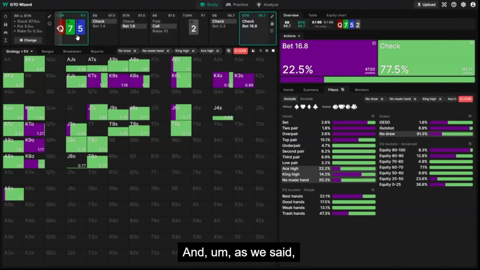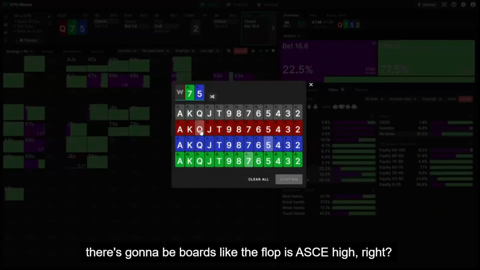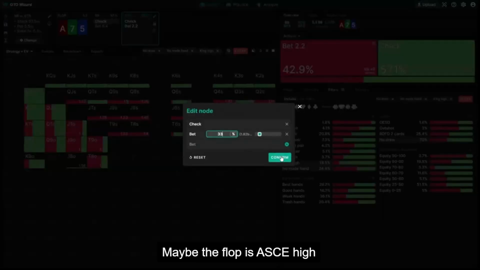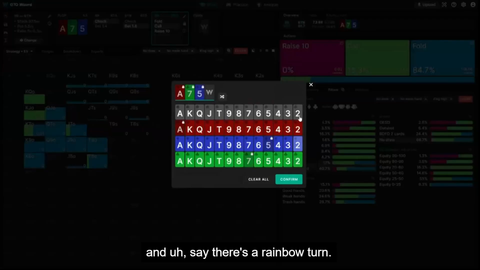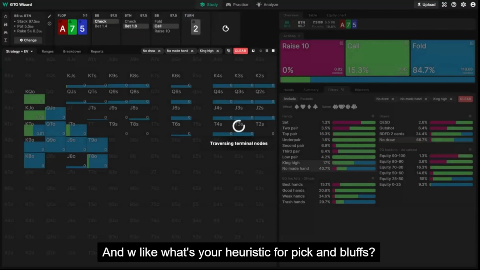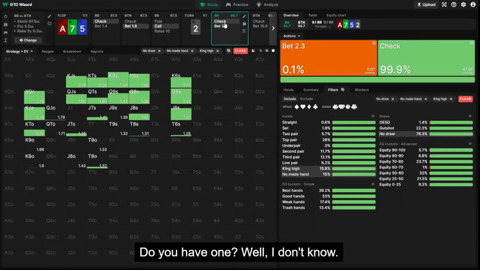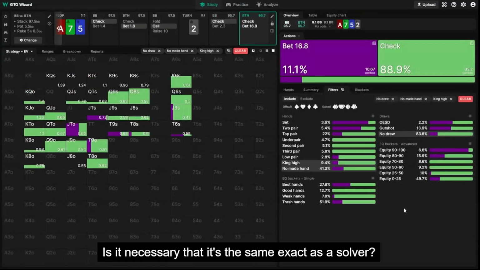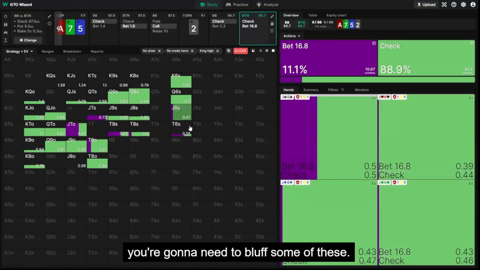Okay. And as we said, there's going to be boards where the flop is ace high, right? Maybe the flop is ace high, and say there's a rainbow turn. And what's your heuristic for picking bluffs? Do you have one? Well, I don't know. Is it necessary that it's exactly the same as the solver? Probably not, but you're going to need to bluff some of these. How do you pick them? I don't know, honestly.